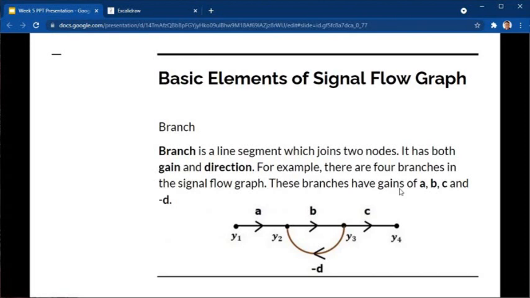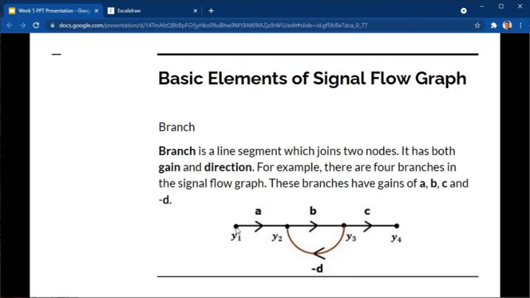The next element in our signal flow graph is a branch. A branch is a line segment which joins two nodes. We have two nodes and a line; that is a branch. What information can we get from a branch? It has both gain and direction. The label for our branch signifies the gain. In this case, you have branch A, branch B, branch C. Whatever the value of A, B, C, and D is the gain.